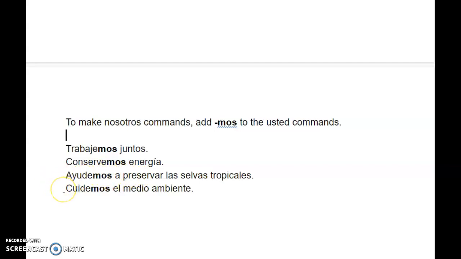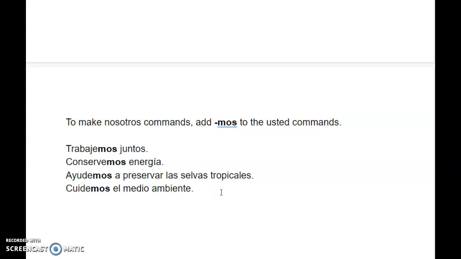Cuidar is again an AR verb, and so I've got the E there. And I would go ahead and add the MOS, and here I would do let's take care of the environment. Okay. Oh, and if you keep some of these irregular ones, like in the exercise we're going to do here in just a minute, you'll see some of the irregular ones too. So we'll do a little bit more practice.